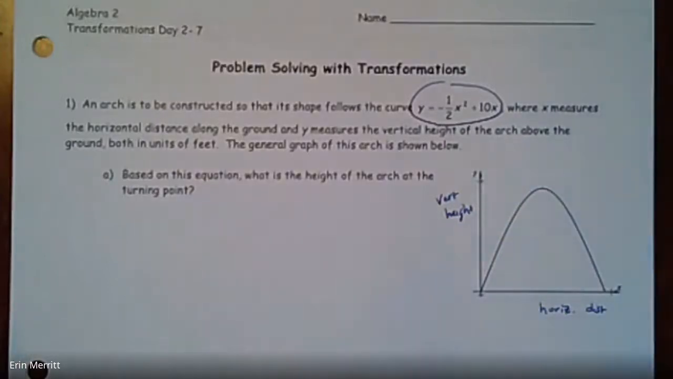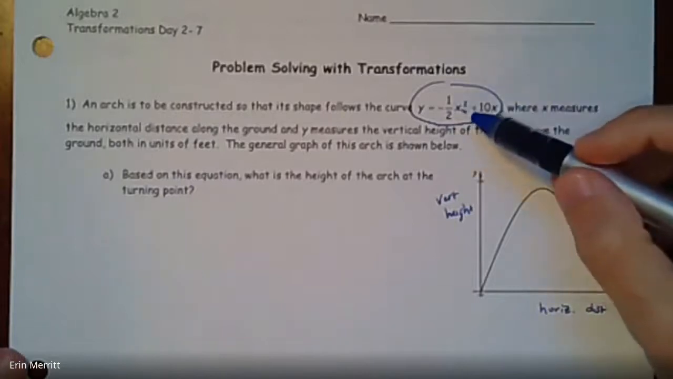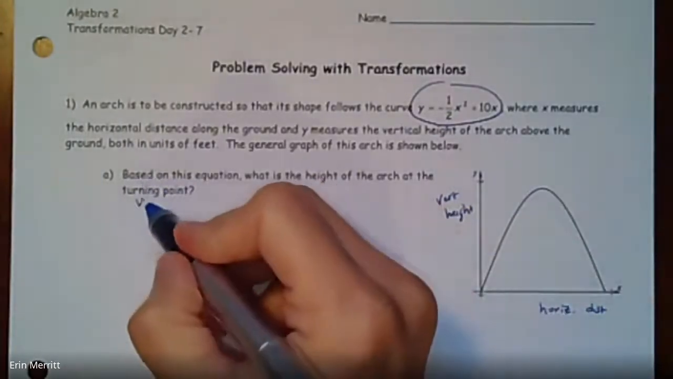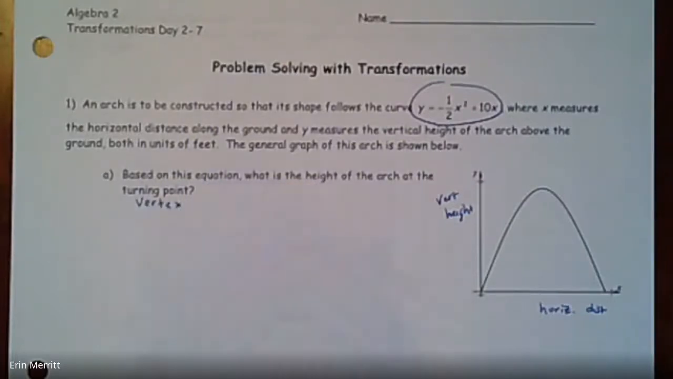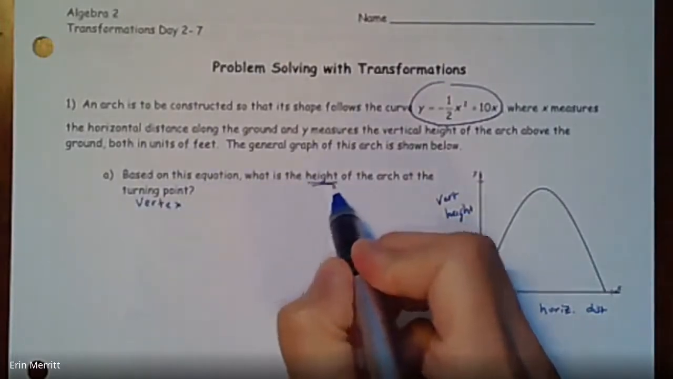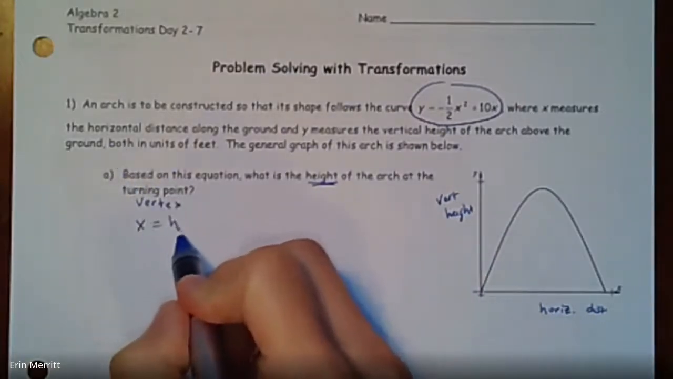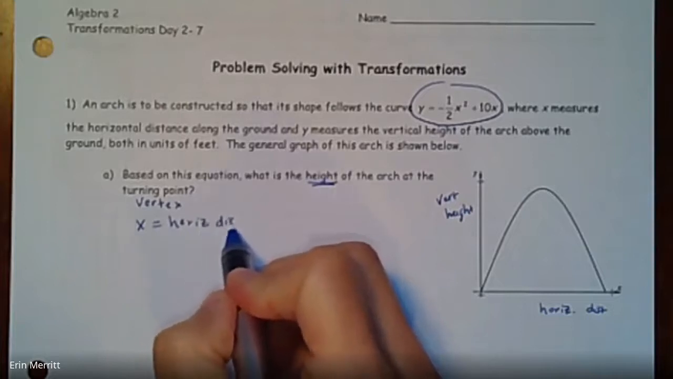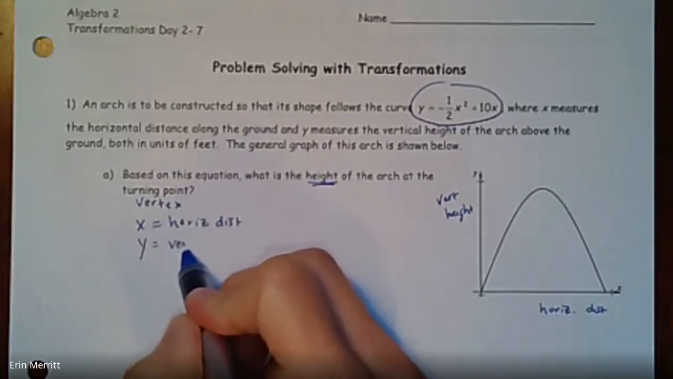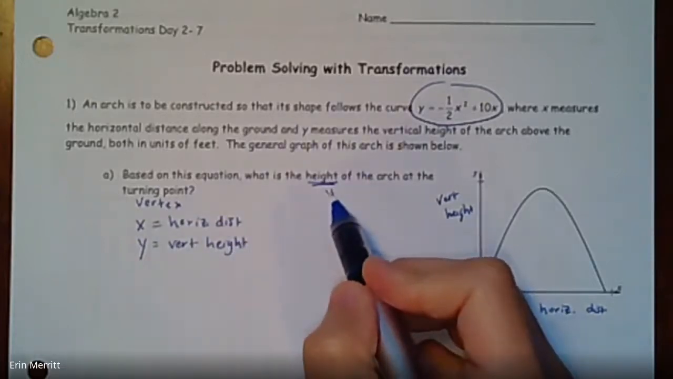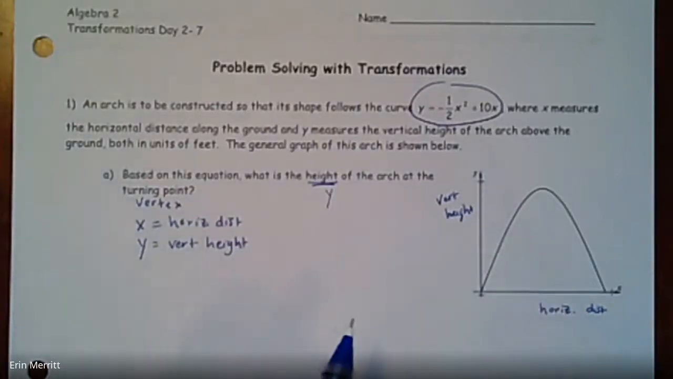Awesome. The general graph of the arch is shown below, which makes sense because it's a negative x squared, so an upside down parabola should make sense. Based on the equation, what is the height of the arch at the turning point or at the vertex? Right, that's what we're talking about there. So what is the height? So keep in mind, we said x is the horizontal distance. Y is the vertical height. So when it's asking for the height, you're asked for a y value here.